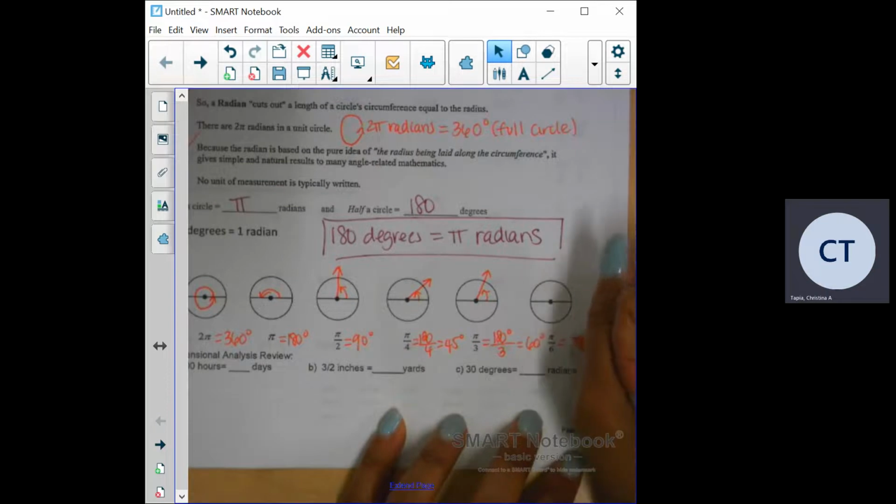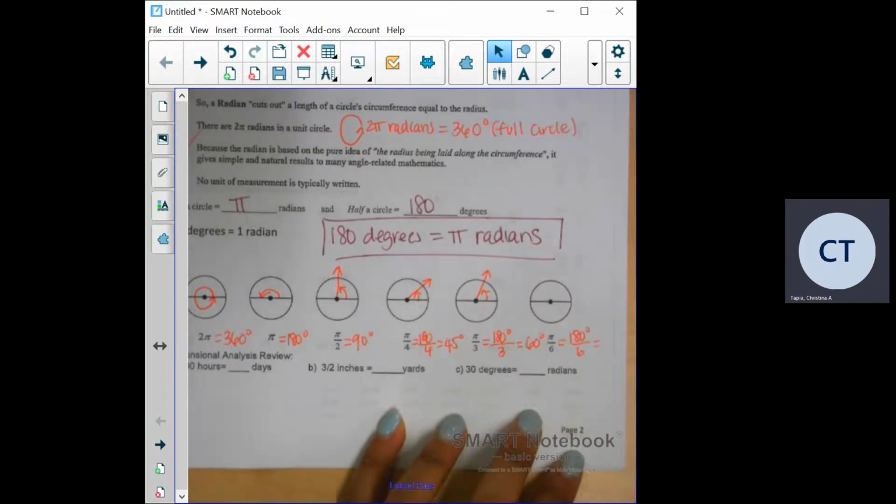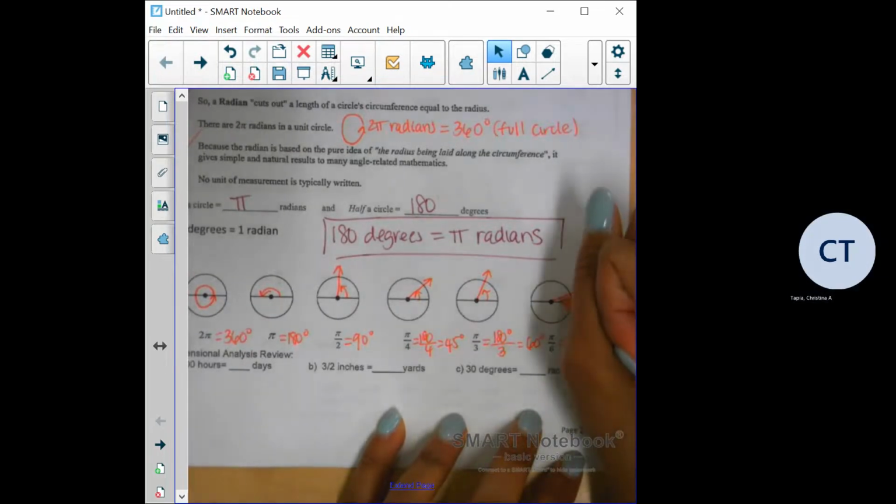And then pi over 6, that's 180 divided by 6. What's 180 divided by 6? 30 degrees. So it's going to be a little lower. That should be my angle.